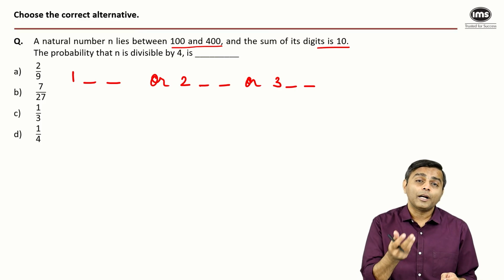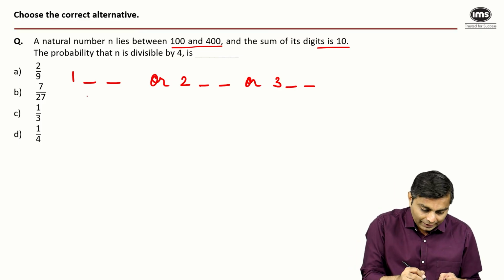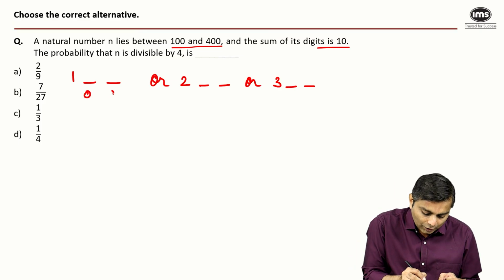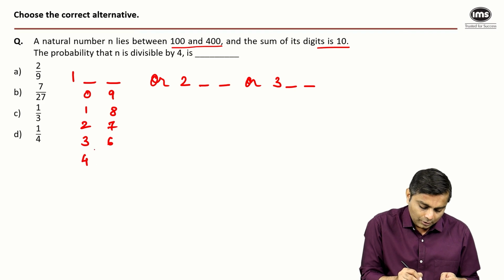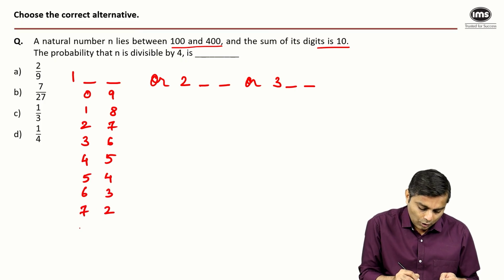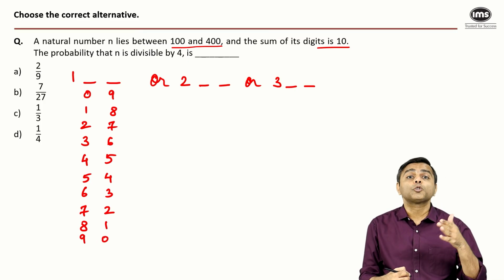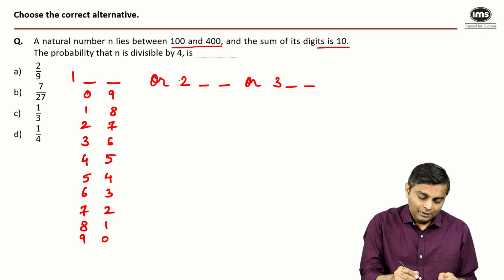For the other 2 digits to add up to 9, all the possibilities are going to be from 0, 9, 1, 8, 2, 7, 3, 6, 4, 5, then repeat 5, 4, 6, 3, 7, 2, and 8, 1, and 9, 0. Okay, so many possibilities we will have here.